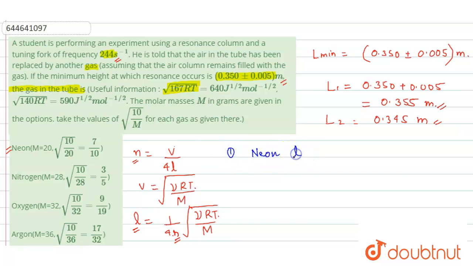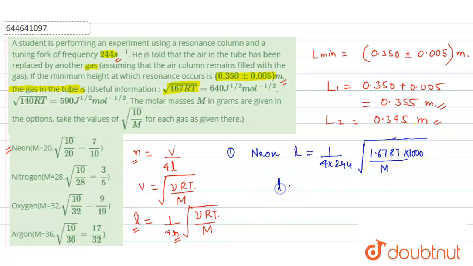So the minimum length required for neon will be simply equal to 1 upon 4 into 244. Now neon is simply a monoatomic gas since it is an inert gas, so the gamma for it will be 1.67. We will now put the value of RT divided by M. Here the molar mass is in grams, so we need to convert that into kilograms by dividing by 1000, so that will go upwards, right?